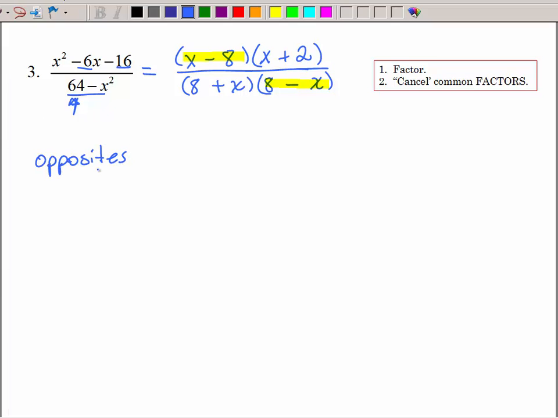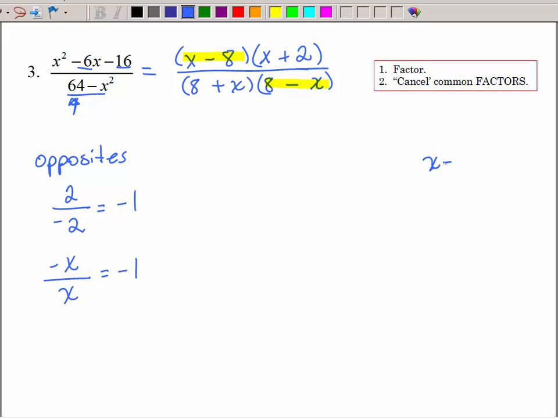So what happens when we have opposites? Well, let's just kind of go back to the basics. If I have 2, the opposite of 2 is negative 2. And if I were to reduce that, that would leave me negative 1. If I had negative x, the opposite of negative x is positive x. And if I were to reduce that, I would get negative 1.